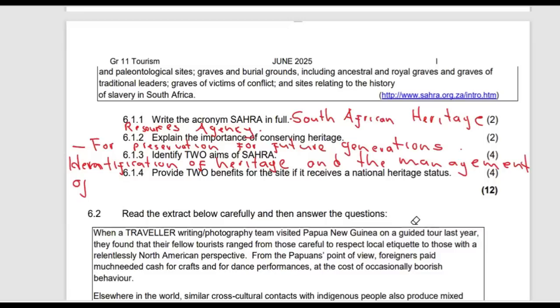Management and preservation of heritage sites.